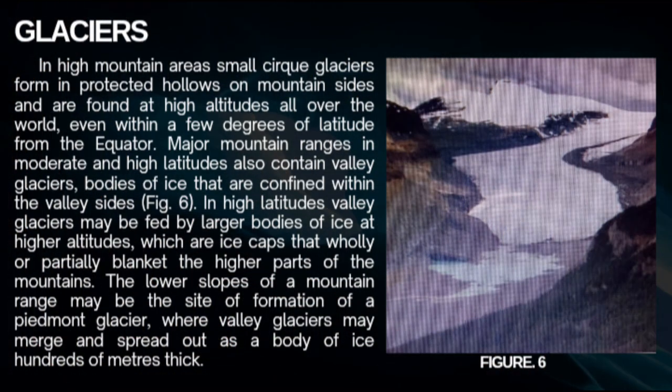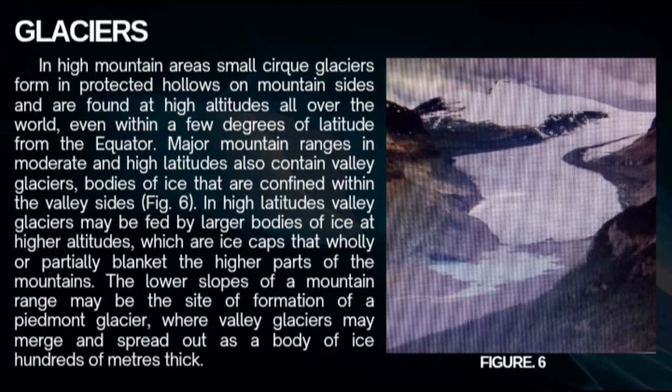And now, let's move on to glaciers in high mountain areas. Small cirque glaciers form in the protected hollows on the mountain slopes and are found at high latitude all over the world, even within a few degrees of latitude from the equator. Major mountain ranges in moderate and high latitude also contain valley glaciers, bodies of ice that are confined within the valley sides. In the high latitude valley, glaciers may be fed by a larger body of ice at the higher elevations, which are the ice caps that mostly or partially blanket the higher parts of the mountains.